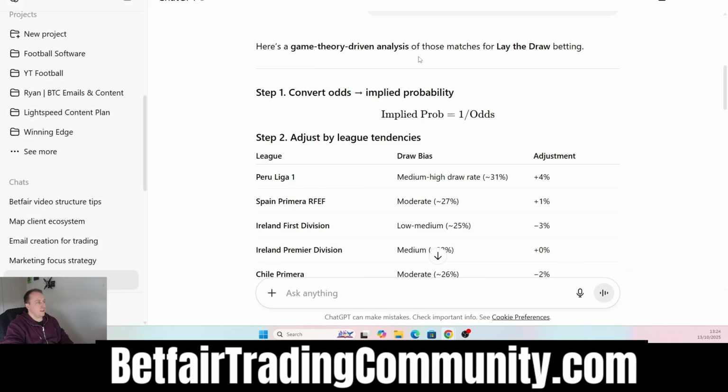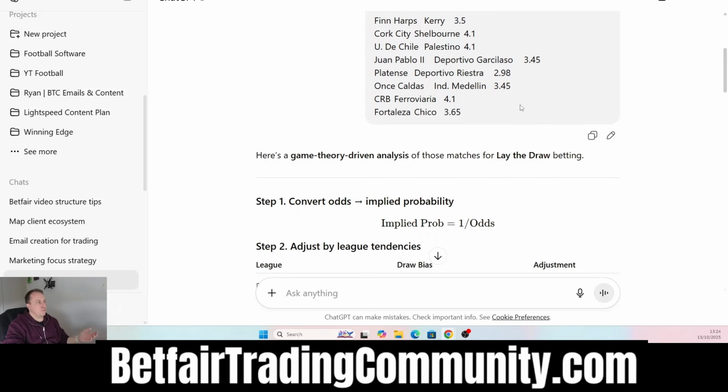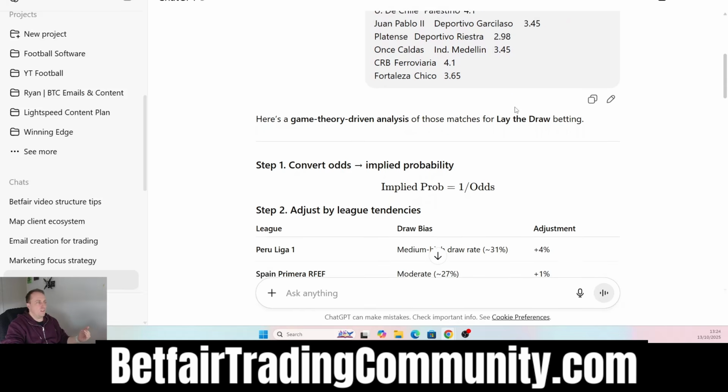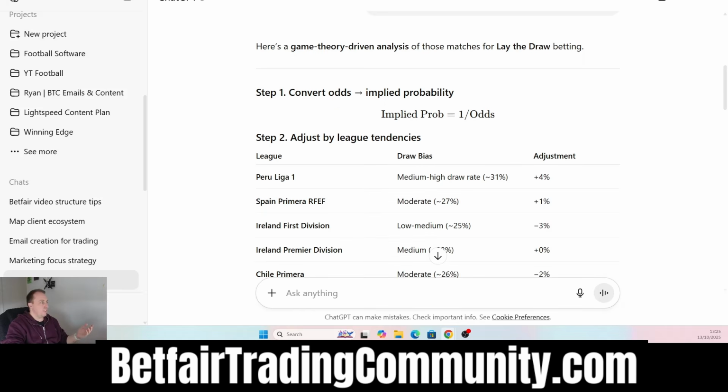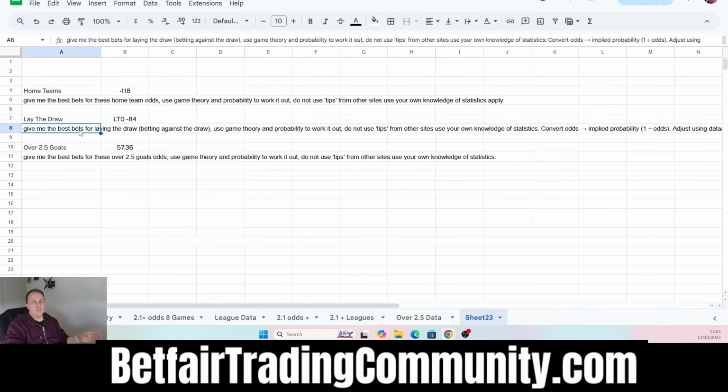So the next thing I would then do is go into ChatGPT, and you can see I've input all these odds. I've given it some instructions, and I've input all these odds, and that's how we got there. So if I go to the sheet, I'll show you. This is the lay the draw instruction. There's a lot more to it. Actually, it's massive. You can't see it on the screen. But this is what I input. So I copy this cell over.